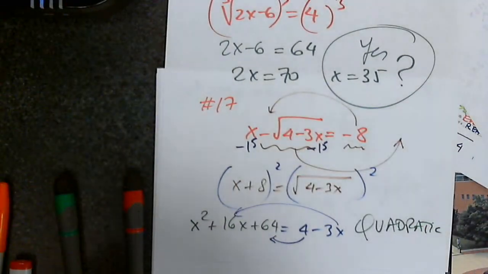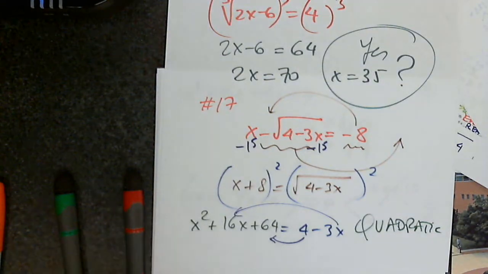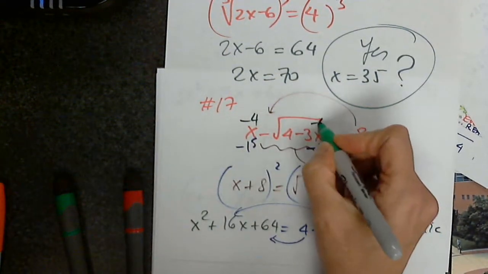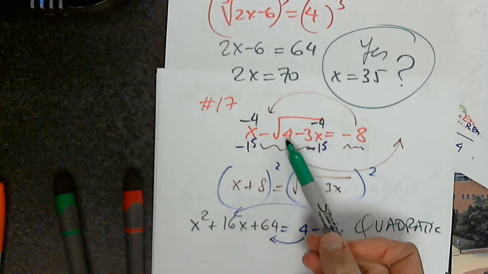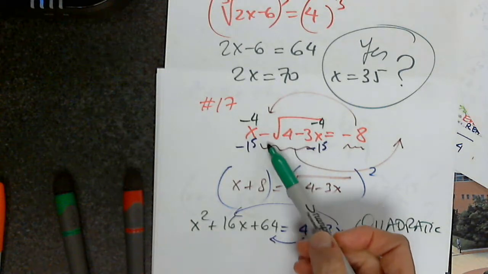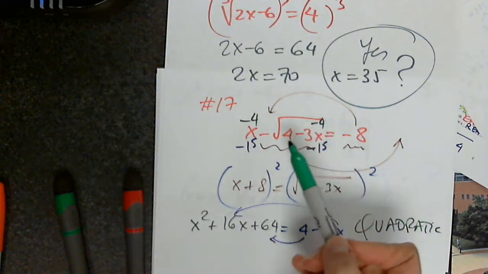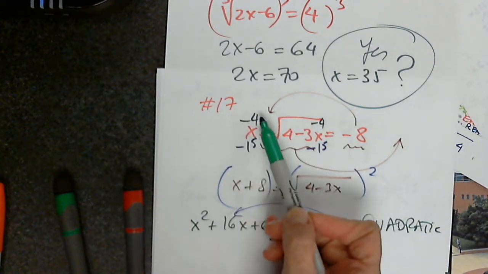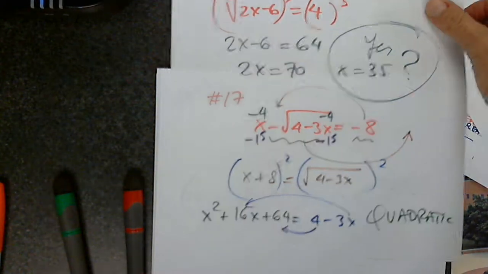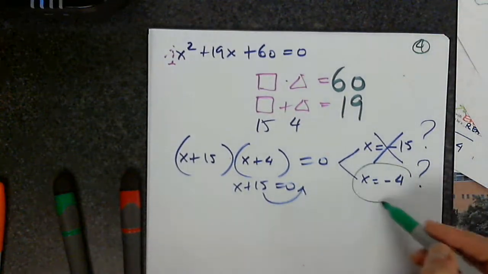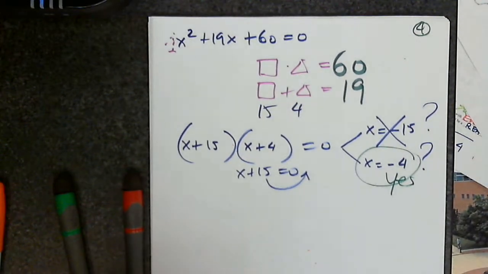So now I'm checking negative 4. Negative 3 times negative 4 is positive 12, plus 4 is positive 16. The square root of 16 is 4. With the minus in front, is negative 4 minus 4 negative 8? So then I have to say yes. I checked.